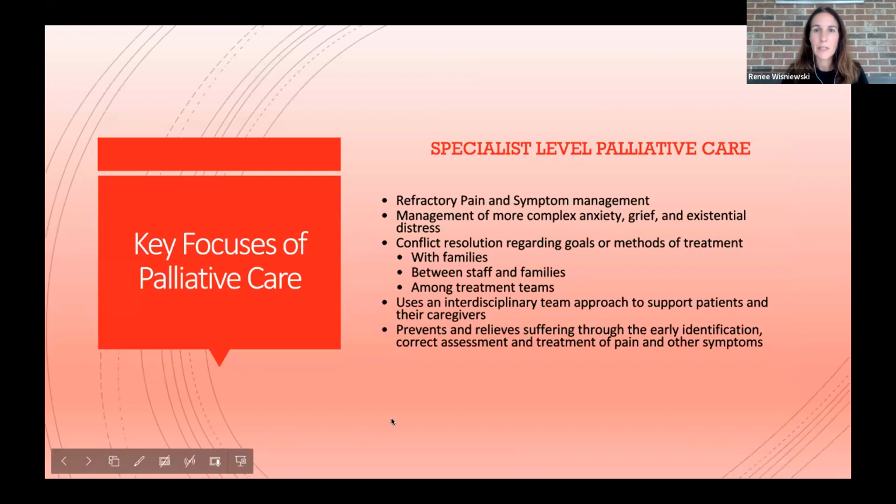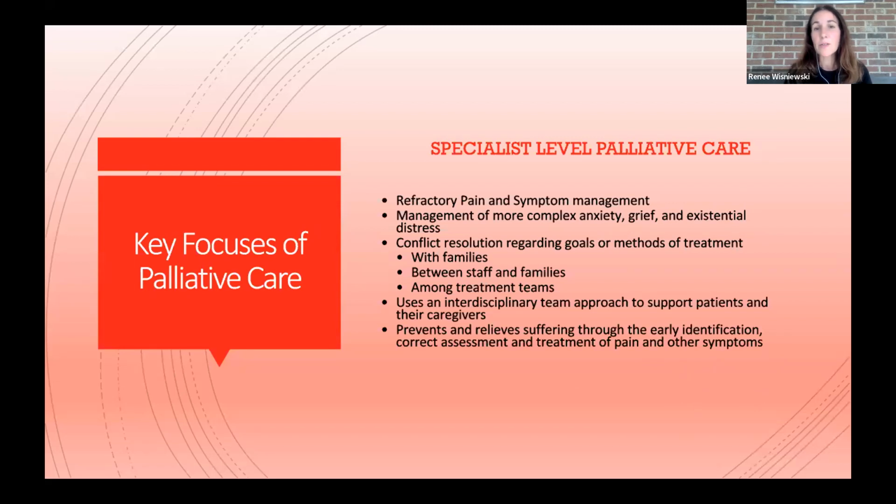So the key focuses of palliative care, again, at a specialist level of palliative care, which I practice at, we treat refractory pain and symptom management. So if the primary oncology team and nursing team is not able to manage symptoms, we are the referral team, the consult team that intervenes. We manage complex anxiety, grief, and existential distress. We assist with conflict resolution regarding goals or methods of treatment, and that can be among families, between staff and families, or among treatment teams within the hospital.